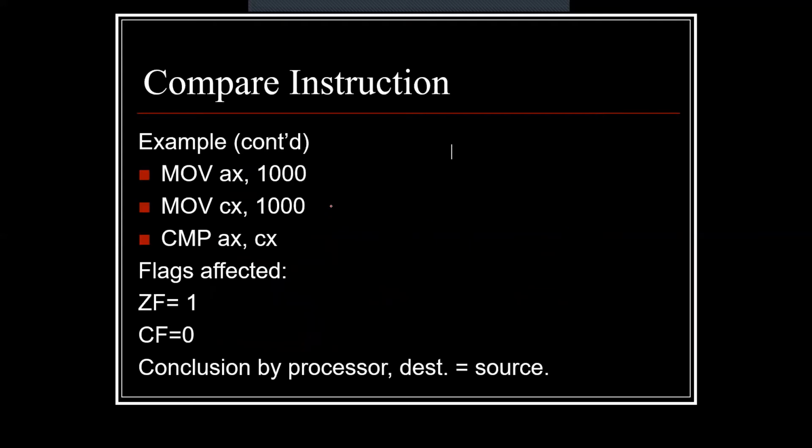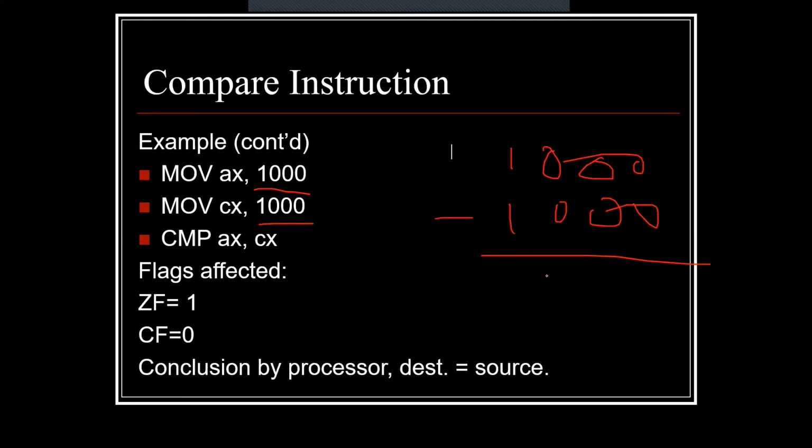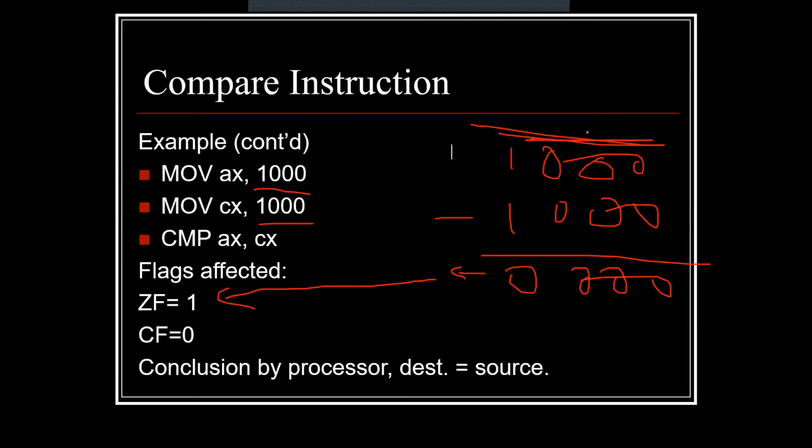The second one you can see here. We compare the same thing. When you compare the same thing, let's assume this is 1000. When you compare 1000 with 1000, in the end you're going to get 0. When you get 0, the zero flag is going to be set as 1. But there is no borrowing here, so the carry flag will be set to 0. This is similar to comparing for equality.